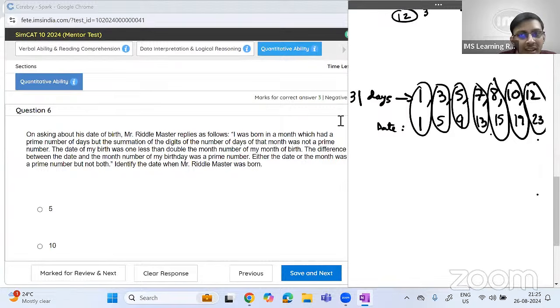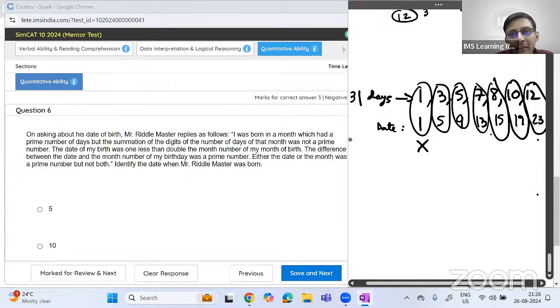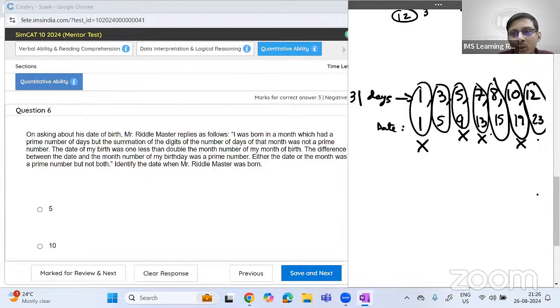Okay, now the next condition: the difference between the date and the month number was a prime number. 1 and 1, the difference is 0, so this is not it. 3 and 5, 2, it is a prime number, fine. 9 and 5, the difference is not a prime number. 13, 7, 6, not a prime number. 15, 8, 7 is prime. 19, 10, 9 is not prime. 23, 12, the difference 11 is prime. Okay, now I'm just left with 3 cases.